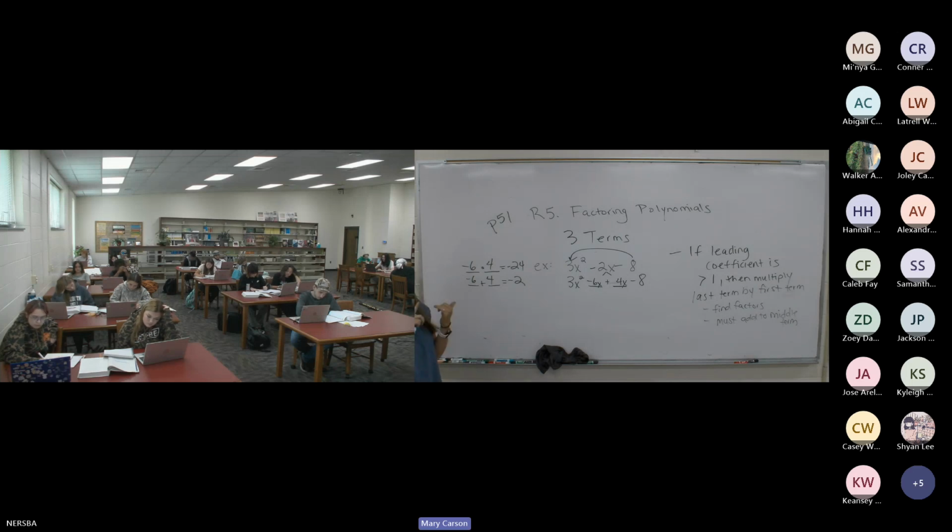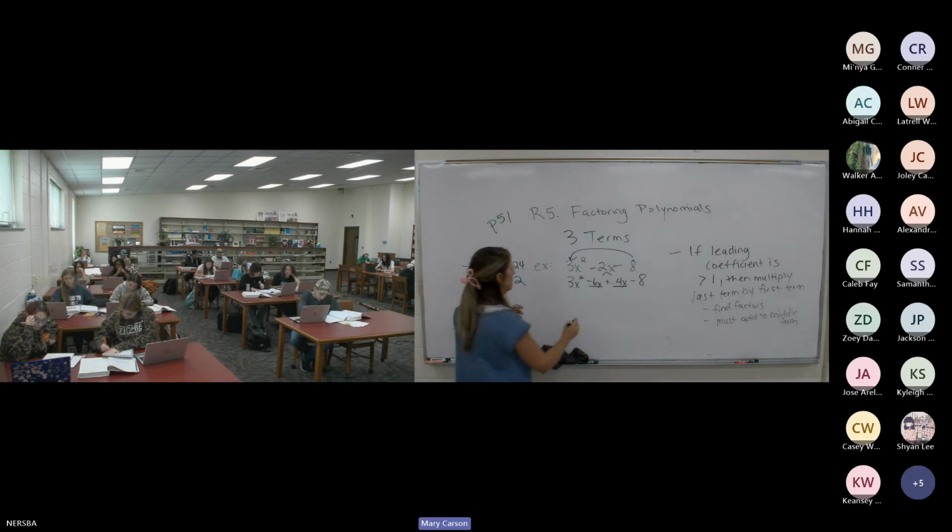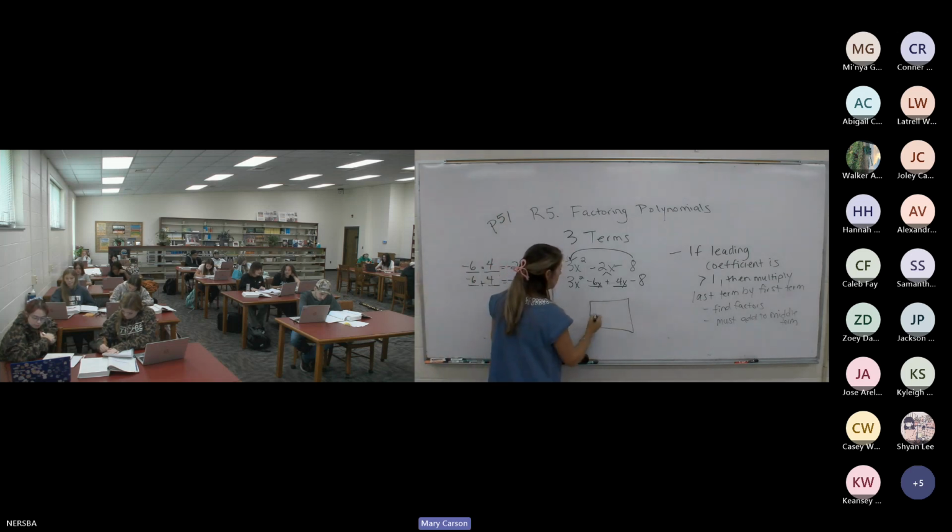Now, we can either do grouping or we could do box. Which one do you guys like better? Doesn't matter. Okay, box. All right, here's the box. I'm gonna put 3x squared first. I'm gonna do negative 6x. I'm gonna do positive 4x. I'm gonna do a negative 8.